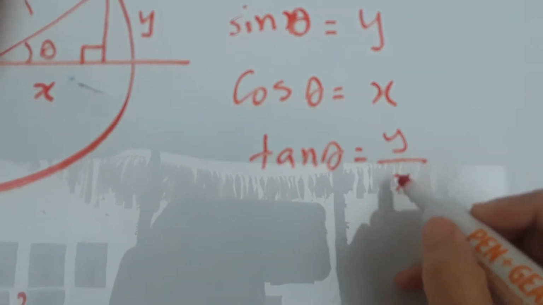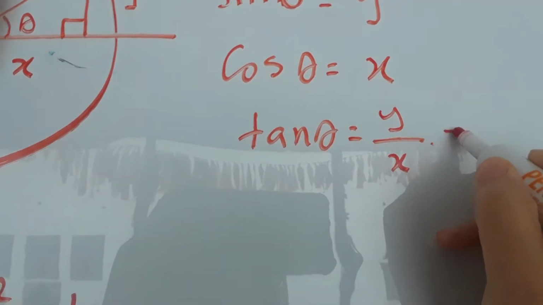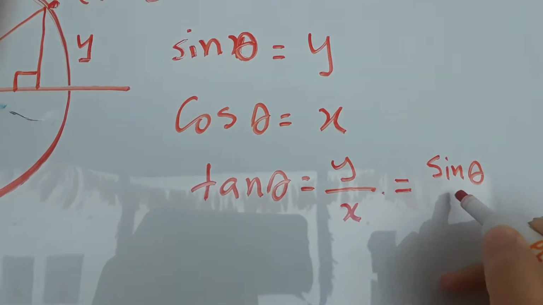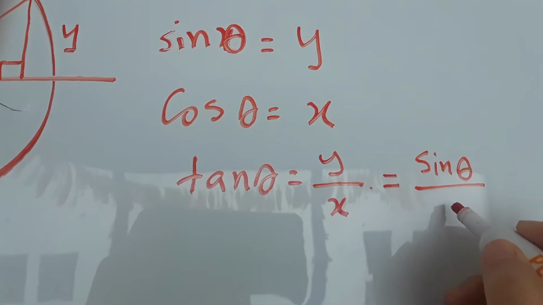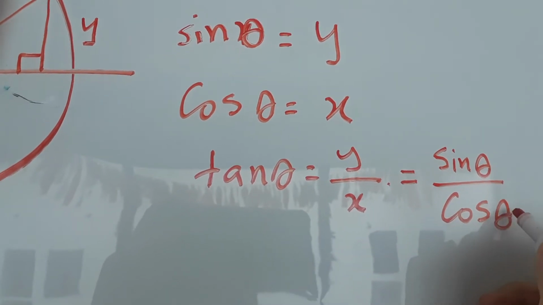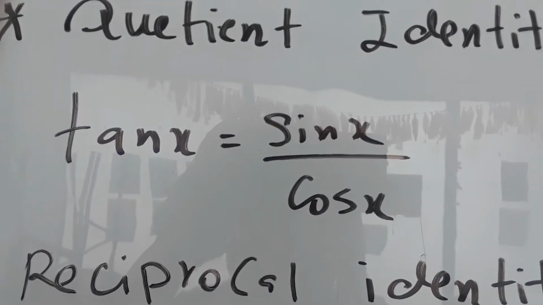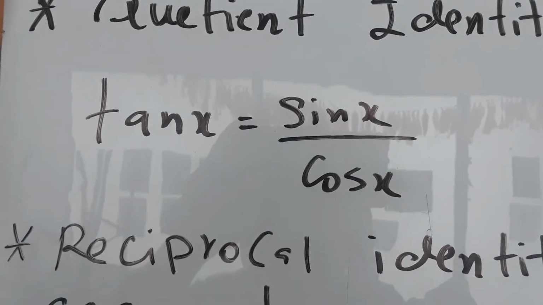As you see here, tan is y over x. So instead of the y, I can put what? Of course, sine theta. And instead of the x, I put cosine theta. See? I proved the second identity. Tan of an angle is equal to sine of the angle over cosine of the angle.